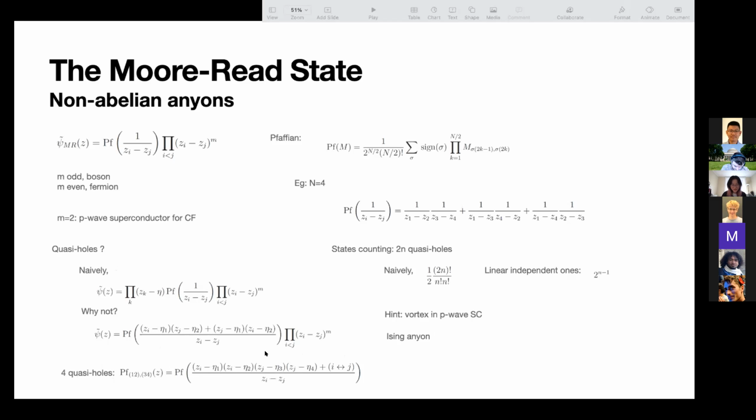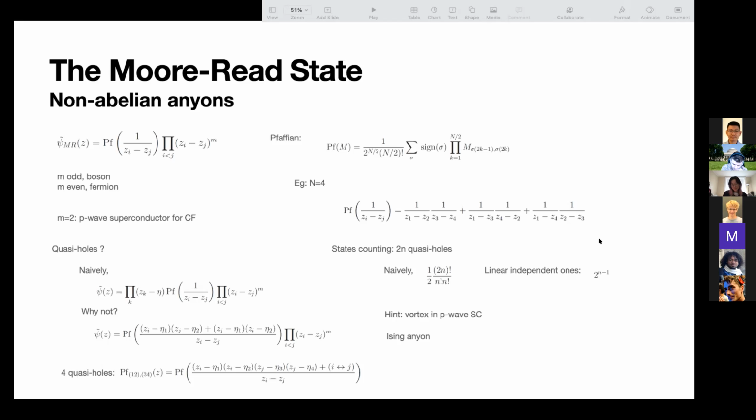And so now we want to count how many states there are if we have 2n quasi-holes. Naively, we divide 2n quasi-holes into 2 piles, so naively we will have this many states, but actually those Pfaffians are not linearly independent. The linearly independent ones are only 2 to the n minus 1, much smaller compared to the naive counting.